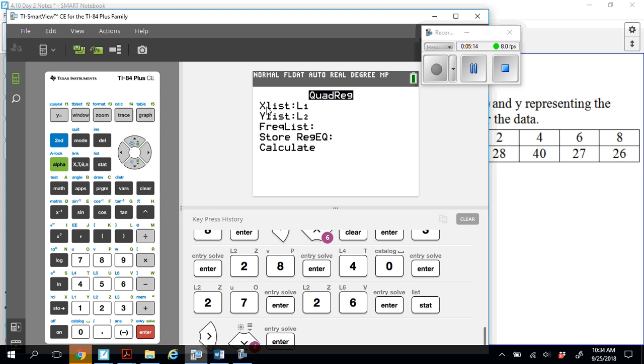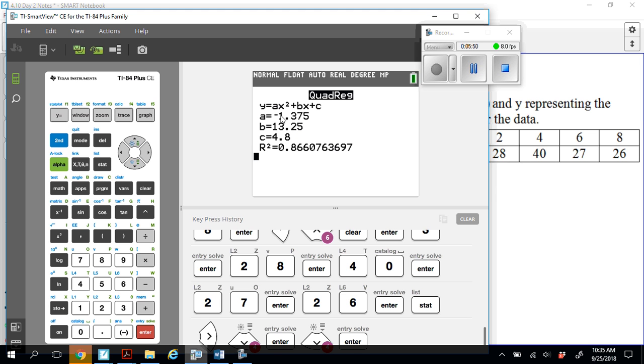Now you want to make sure your X list is L1 and your Y list is L2. Otherwise, it might say error or anything like that. Okay, now we go all the way down, so just down arrow basically, until calculate is highlighted, and then we press enter. So here, notice that our quadratic equation or quadratic regression is in standard form. And then our A, B, and C values they give to us, and we just plug it back into there. So our A value is negative 1.37, our B is 13.25, and our C is 4.8.